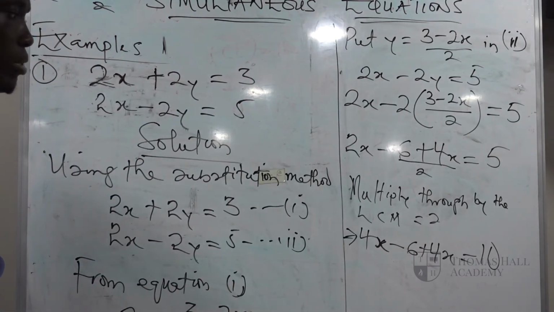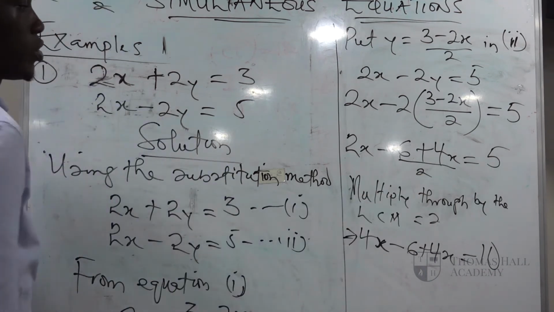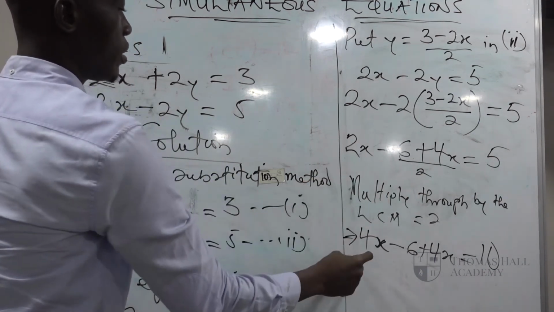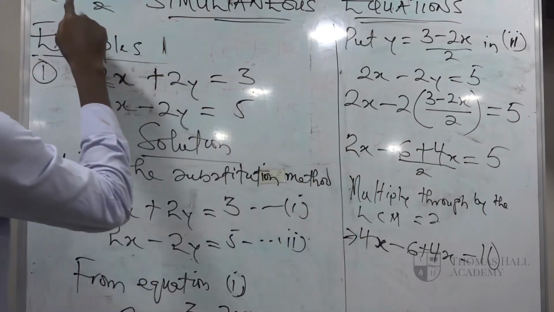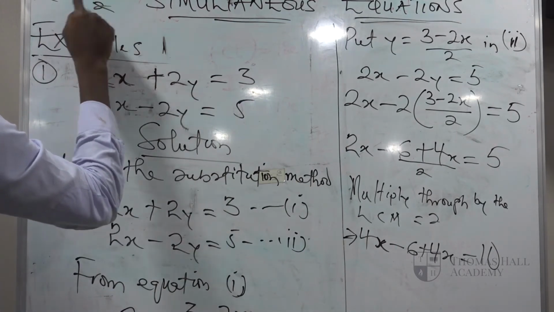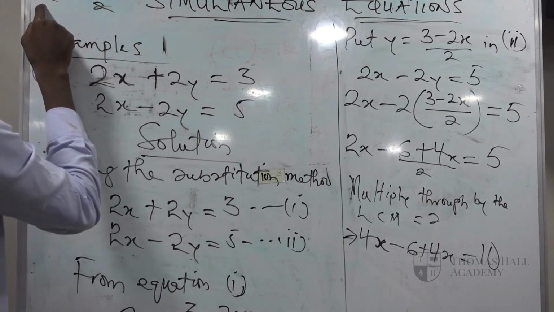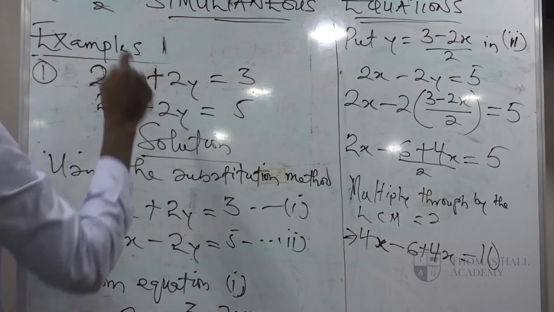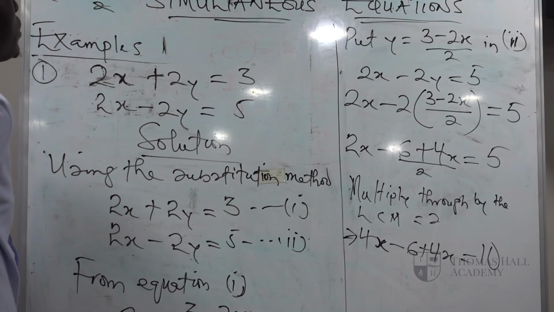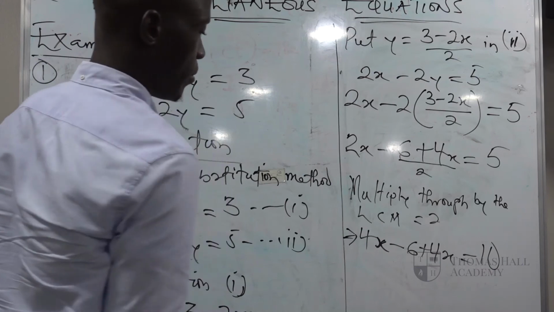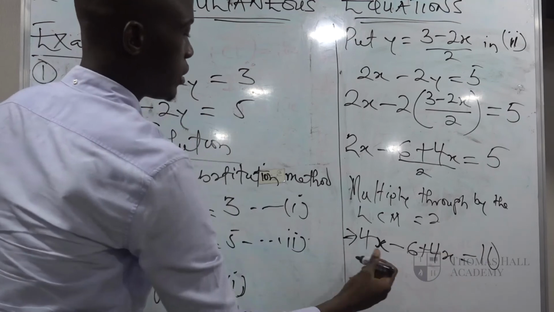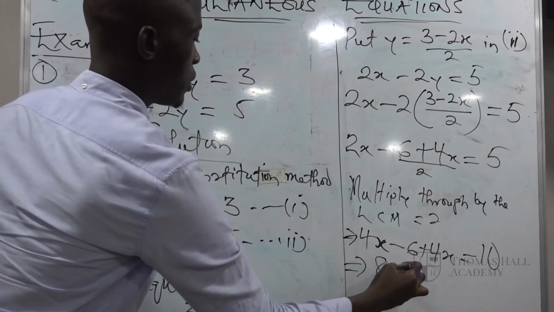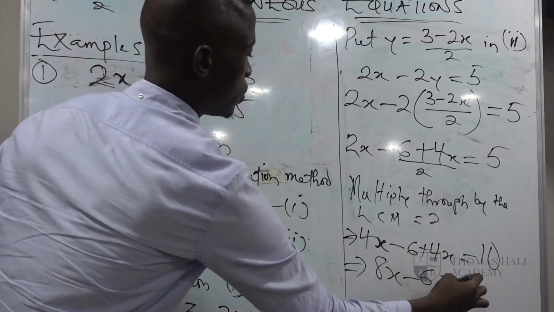We are multiplying everything by the LCM. Our LCM is 2. So 2 times this gives us 4x. 2 times the whole of this, that is minus 6 plus 4x all over 2 times 2, because we are multiplying through by the LCM. 2 cancels 2, we are left with minus 6 plus 4x equals 2 times 5, 10. So let's collect like terms here. 4x plus 4x gives us 8x minus 6 equals 10.